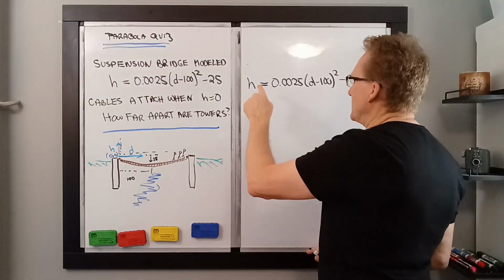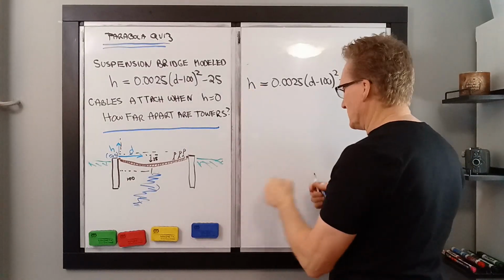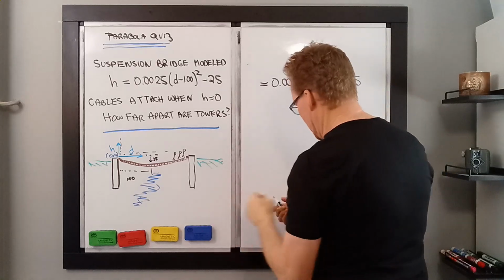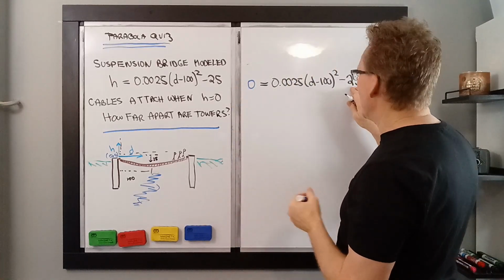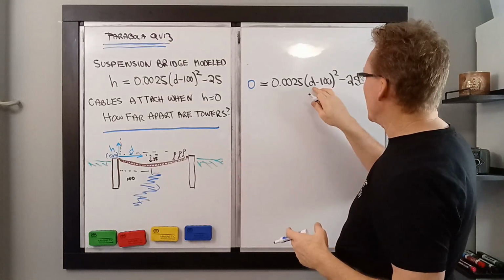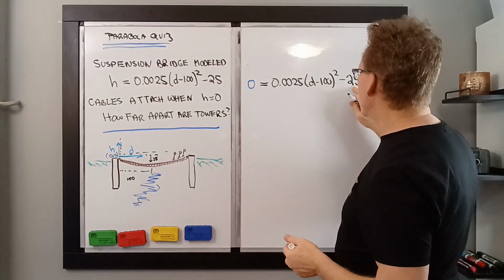But what we'd like to do is see if we can solve this when h is equal to 0. So to do that, I'll just replace this right here with a 0. Now, how do we solve this? Well, we've got this 25. You always do the things furthest away from the variable. This is the variable. The one furthest away is this one.